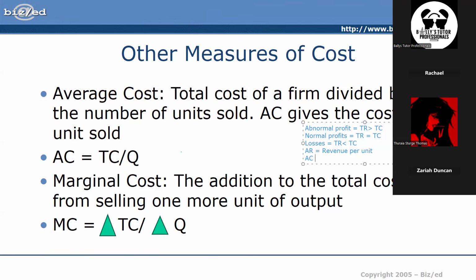Average cost is your cost per unit. Marginal revenue is revenue from 1 additional unit. Marginal cost is cost from 1 additional unit. And to maximize profits, we produce where marginal cost is equal to marginal revenue.